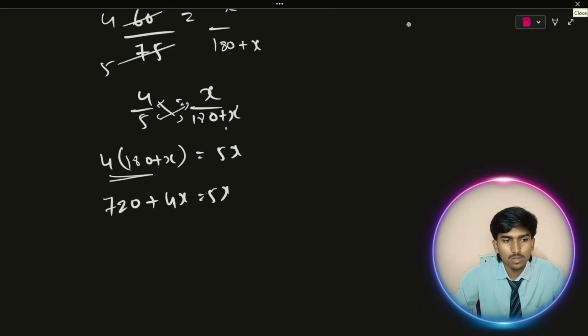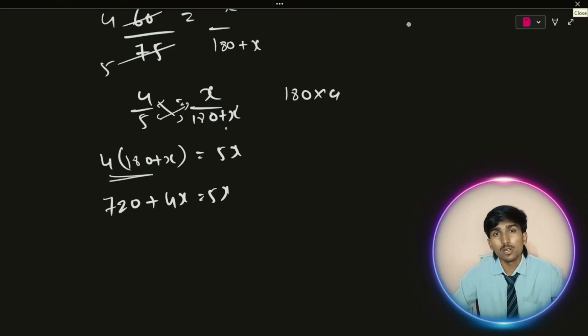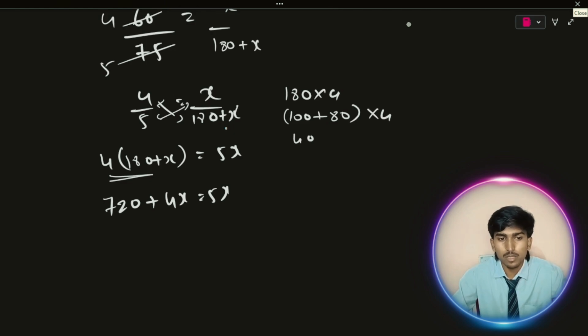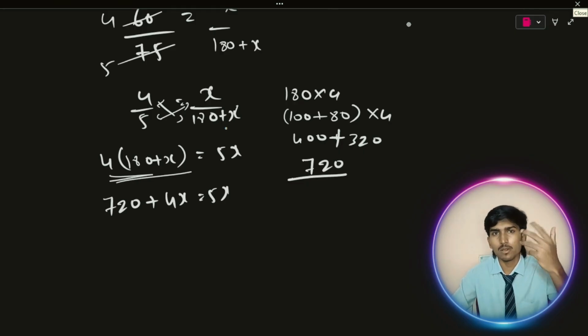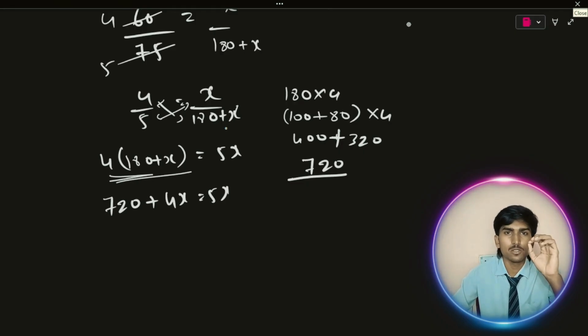How did I solve this very fast? For example, 180 into 4: you will not have a calculator in the examination. So divide 180 into 100 plus 80. 4 into 100 is 400, and 80 into 4 is 320. Just add them up, and it will be 720. Like this, you can upgrade your calculating skills so that you can consume less time and solve problems very easily.